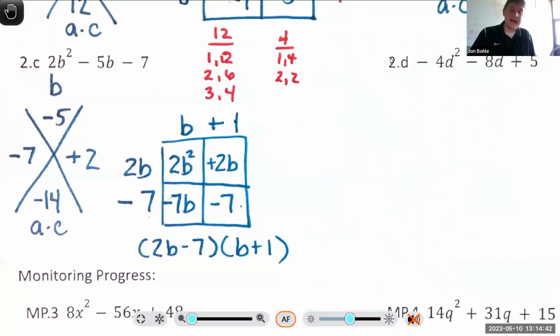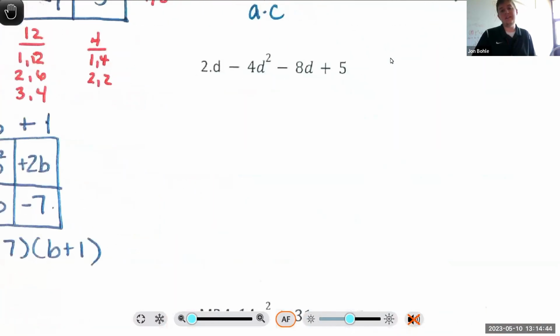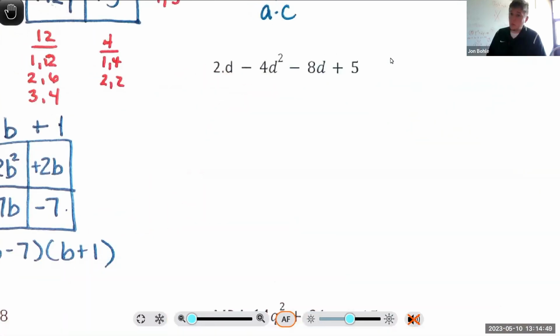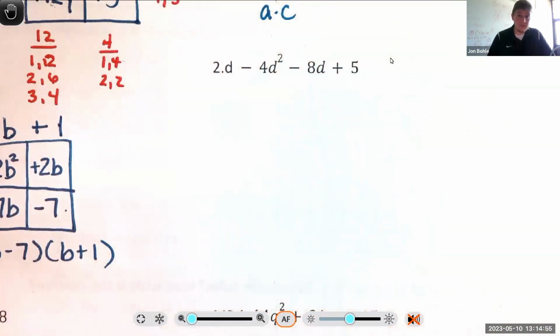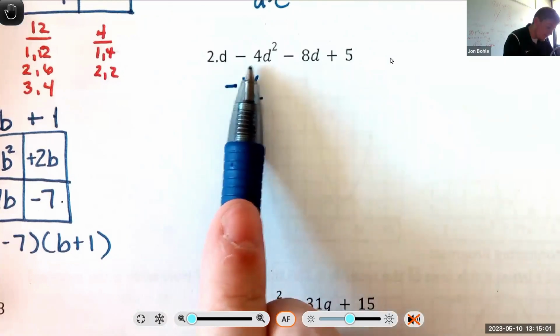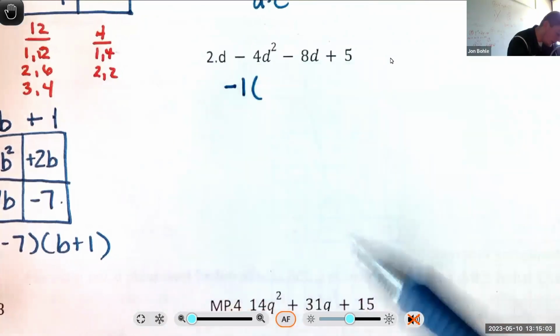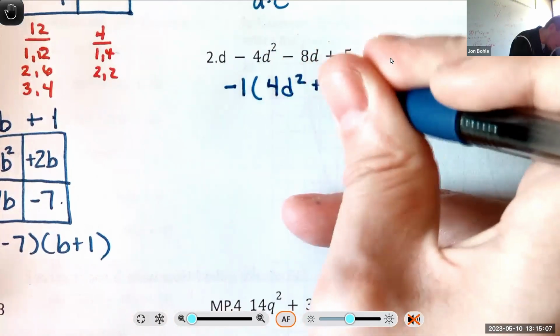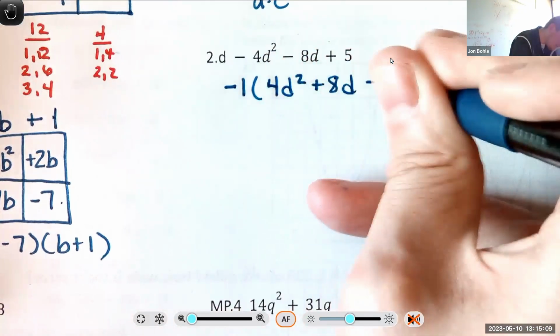Now the only thing, and it's not that it can't be done, on 2D that's different from the other ones, is that my a value is negative. And we have yet to deal with a negative a value. So what we're going to do this time is start by taking out a greatest common factor, and that greatest common factor is going to be -1. When I divide out a -1, I'm going to be left with 4d squared plus 8d minus 5.